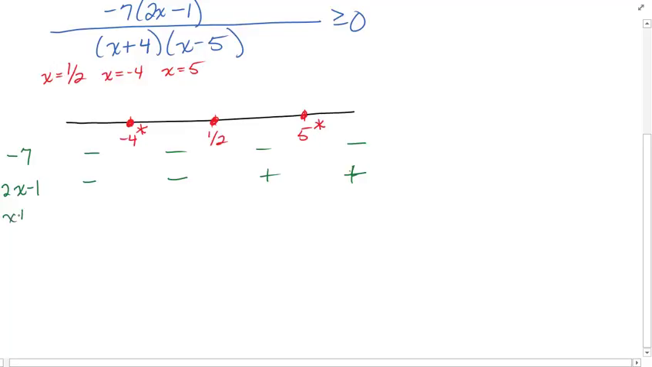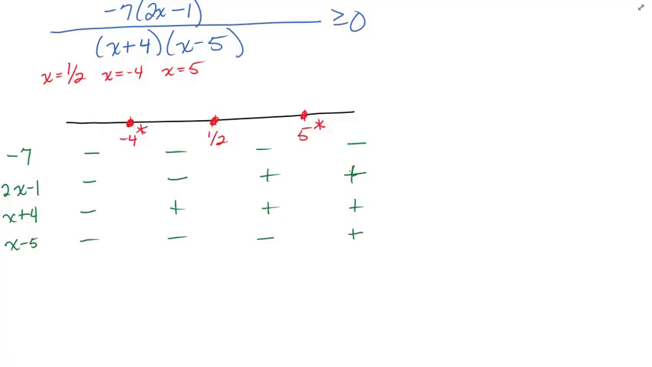For x plus 4, it's going to be negative here, right? Plug in a negative number, you're going to get out a negative number, but it's going to swap at minus 4, so it's going to turn positive. And then finally we go to x minus 5. Same game. It's going to be negative, negative, negative, swap at 5, and become positive. And so all of the factors are in there.